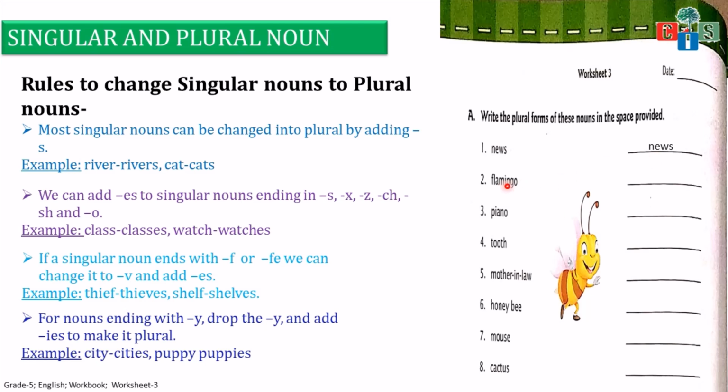Okay. Second is flamingo. See here, the last letter of this word is o, so this word ends with o. So as per rule here, with this o we can add es. So here flamingo, what we will do, flamingos. We are just adding s here.